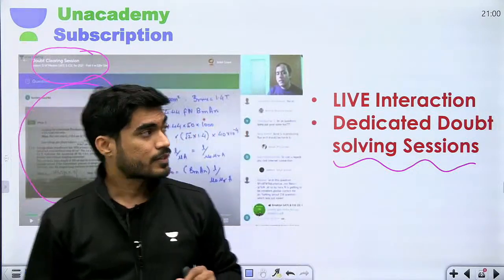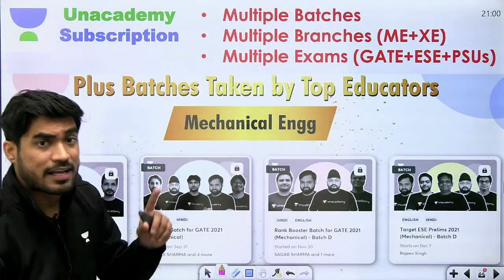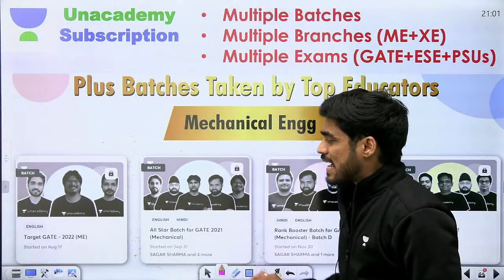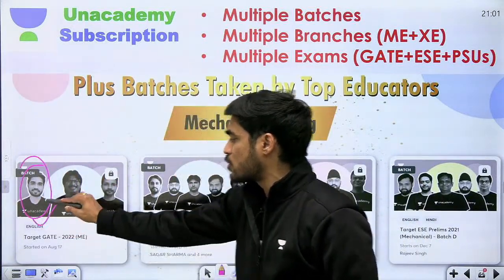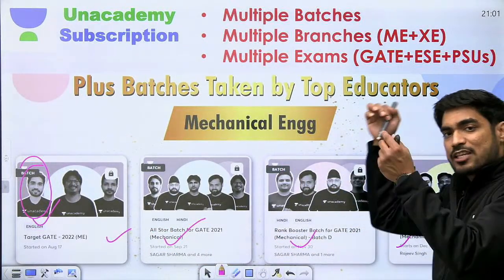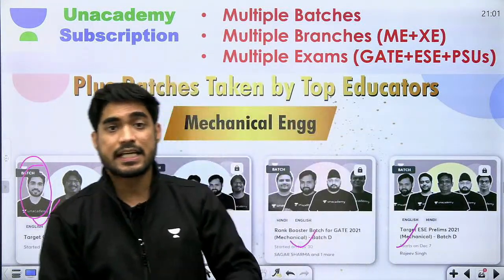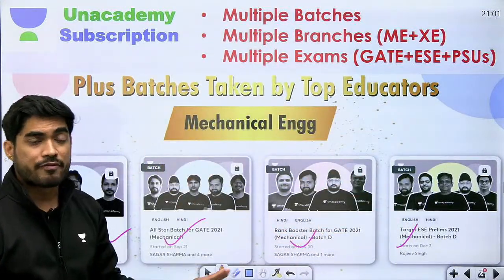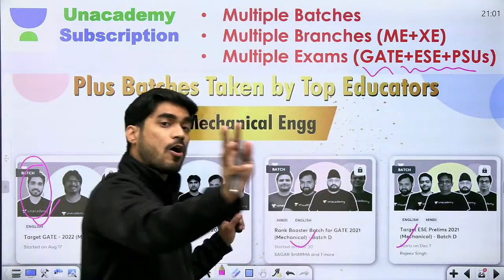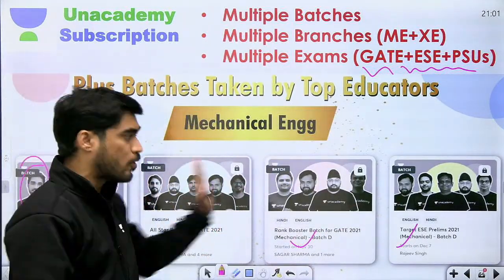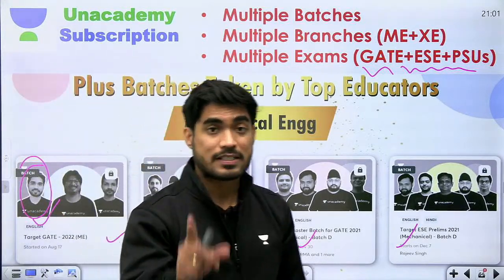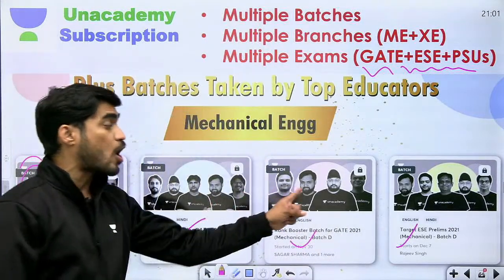Then there are multiple batches, not only 1 or 2 batches, multiple batches by the top educators on Unacademy Plus. You can see these are the batches of top educators. You can watch my batch also. So beta, all these batches you can join. There is a batch for GATE 21, GATE 22, GATE 23, ESE. There is a batch for rank improvement. So beta, these are different batches. You can join any of these batches or all of these batches. It is up to you. If you want, you can join all of them. So beta, don't wait and take your decision as soon as possible. Start your preparation as soon as possible with these top educators of India.